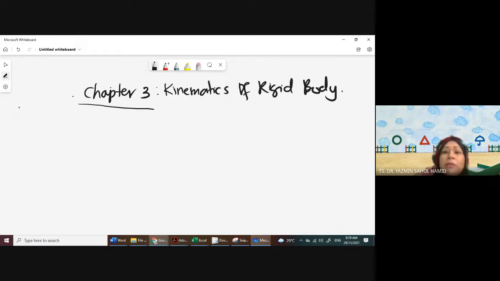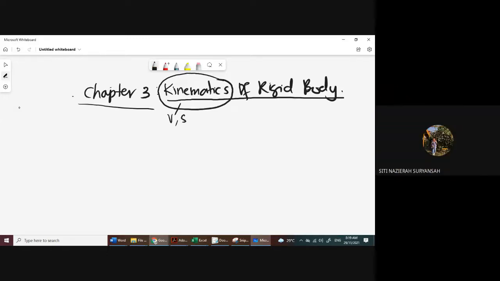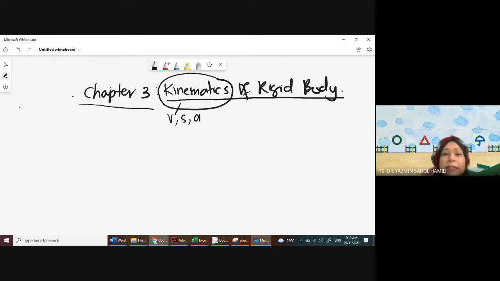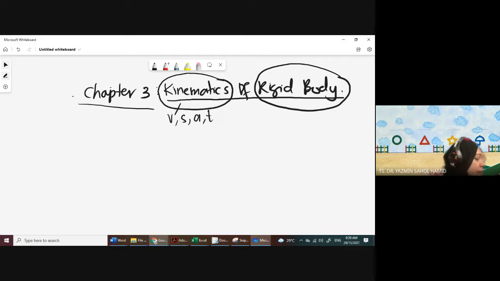Now, do you remember what kinematics means? Kinematics focuses on the geometric aspect of the motion. What is it? Velocity, displacement, acceleration, and time. Yes, good. So now, what is a rigid body? Now we're going to focus on rigid body. What do you think is the difference between a rigid body and a particle?